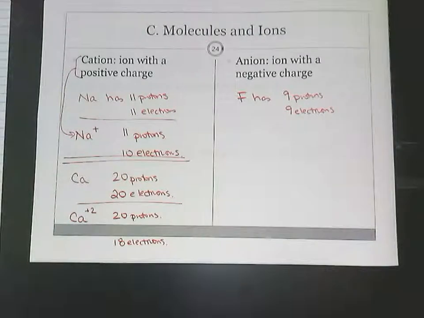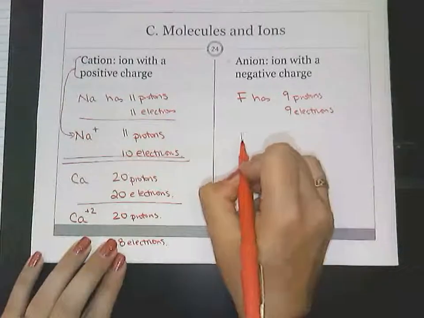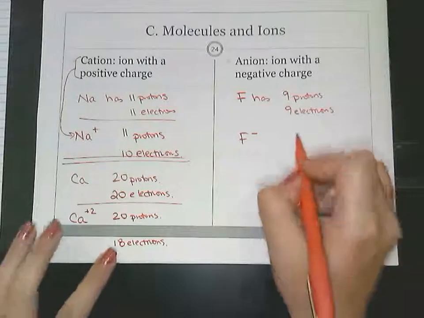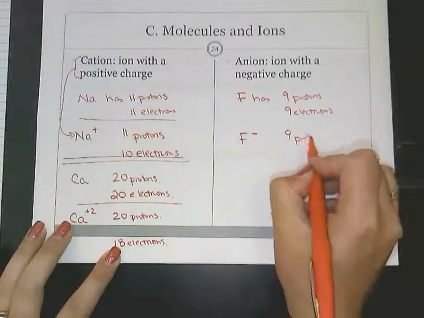All right, so if I have fluorine, 9 protons, 9 electrons. If I make F minus, how many protons does F minus have? Still 9 protons. But now how many electrons must this have? 10, right? 10 electrons.